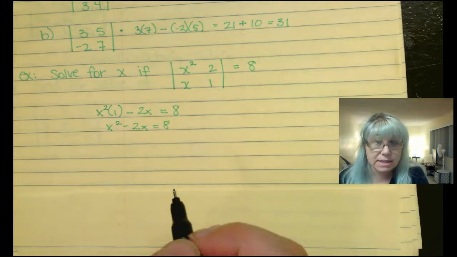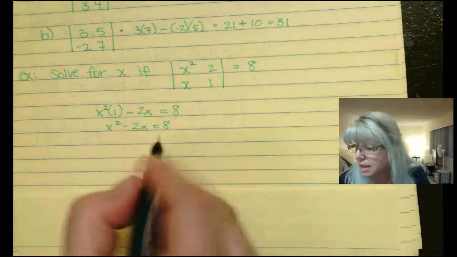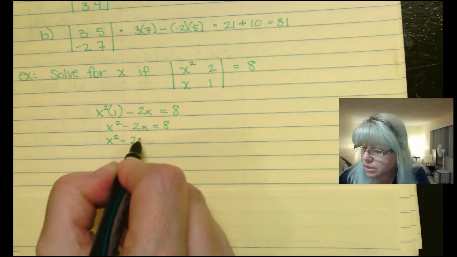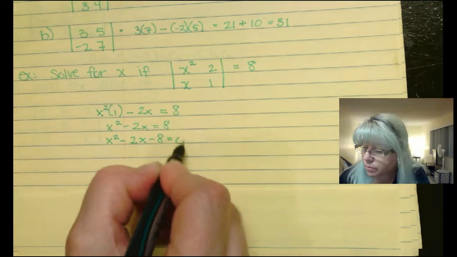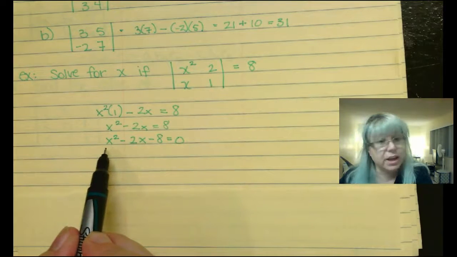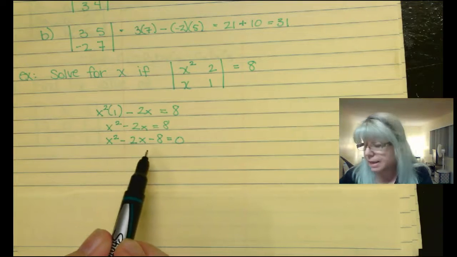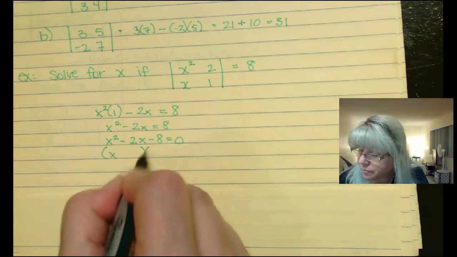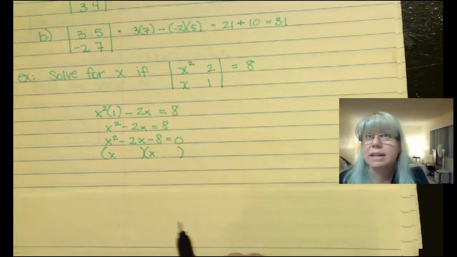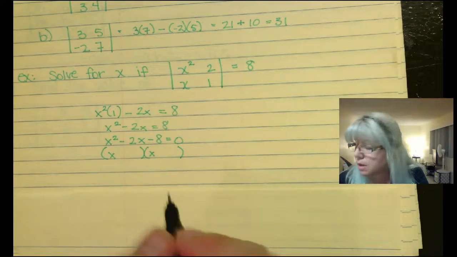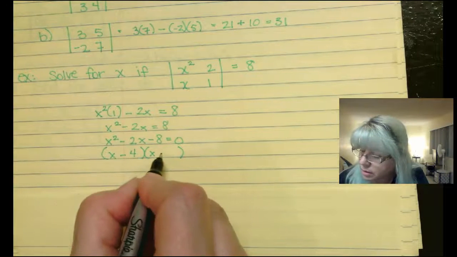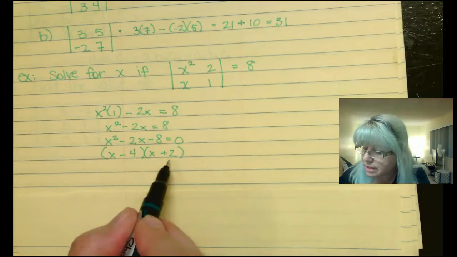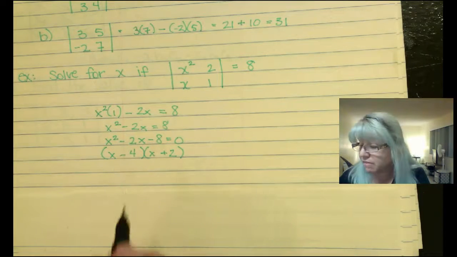And I have some processes that I have learned in the past. I'm going to subtract 8 from both sides to set it equal to 0. See if we can factor x squared minus 2x minus 8. All right, negative 4 and positive 2. Negative 4 times 2 is negative 8. Negative 4 plus 2 is negative 2. So I know I factored correctly.